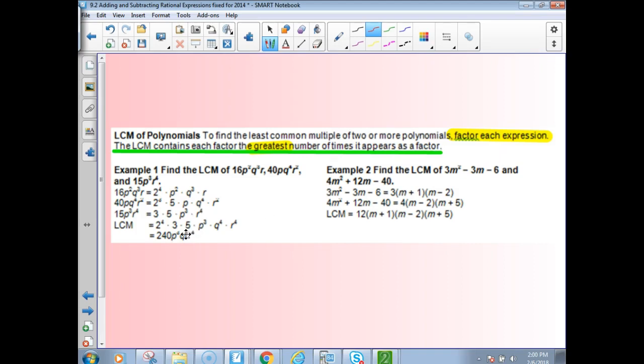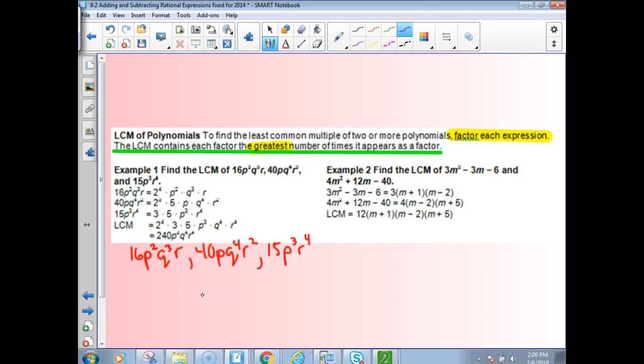Now, I'm not going to ask you to expand this all out all the time. But if you were to look at the first one, 16p to the second, q to the third, r. The second one was 40p, q to the fourth, r to the second, and the third one was 15p to the third, r to the fourth.